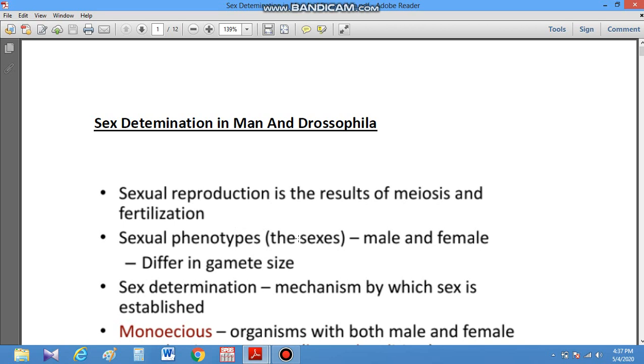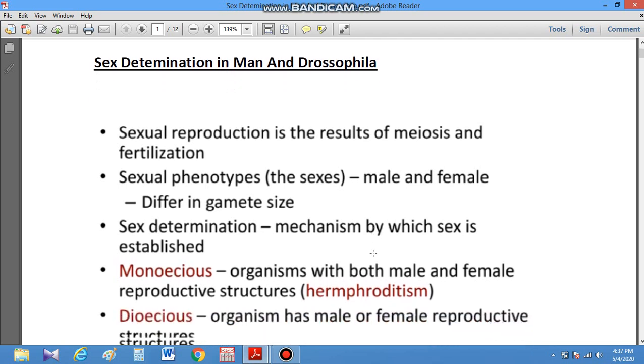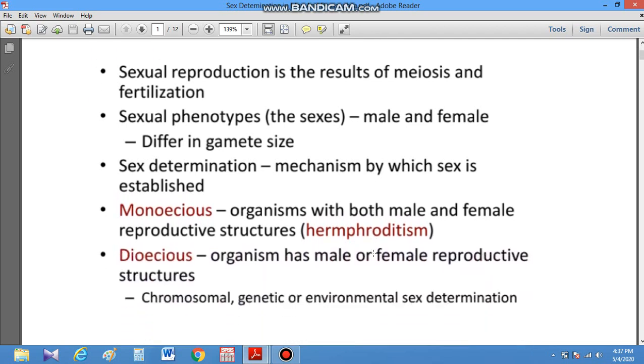Sexual phenotype means how the sex is appearing. It is looking like a male or female, and their gametes are different in size. And the sex determination mechanism is a mechanism by which sex is established.